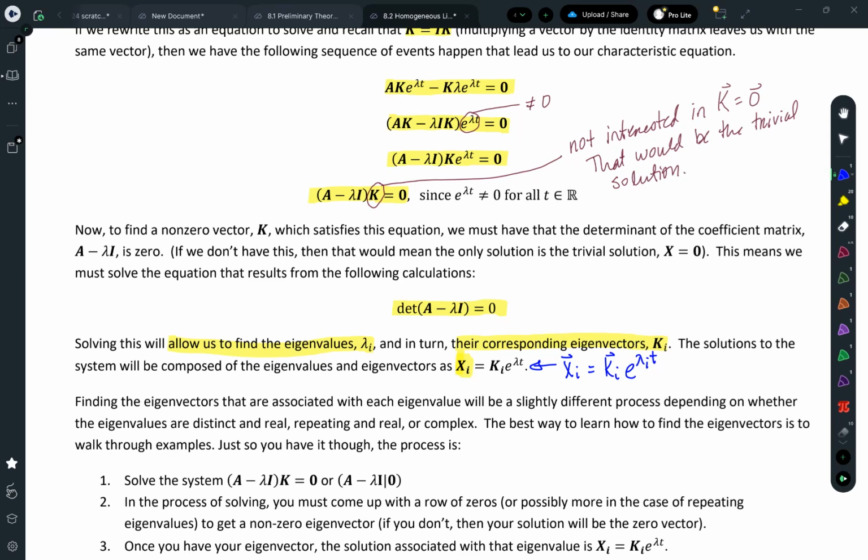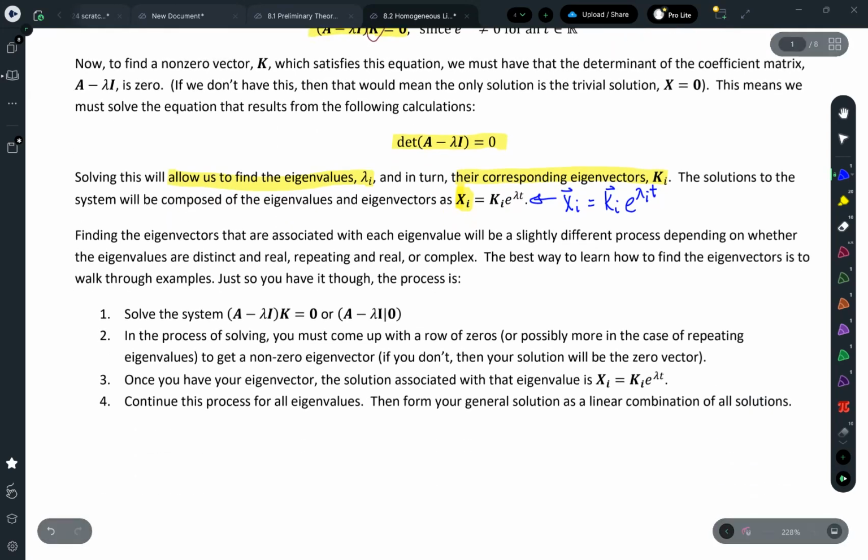Okay. Now finding the eigenvectors that are associated with each eigenvalue will be a slightly different process depending on whether we have eigenvalues that are distinct and real, repeating and real, or complex. And so we're going to go through the process. We're going to learn how to find the eigenvectors by walking through some examples. And we have our process here that we're going to follow. And we're going to work through the different cases where we have distinct real, repeated real, and complex solutions for the eigenvalues. Okay? So here's our process.